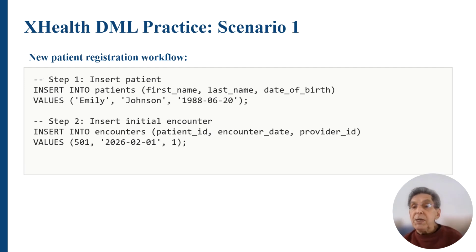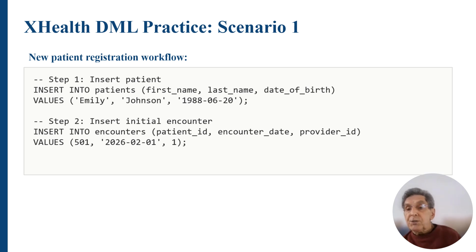Let's work through a complete patient registration workflow using our example of the xHealth database. So what is step one? Step one is inserting the new patient, usually happening at registration. Let's add Emily Johnson with her date of birth to the patients table. Notice we're not providing a patient ID in this statement. Why is that? Because our schema used serial for the patient ID column, and that means it automatically generates the ID number serially, sequentially.